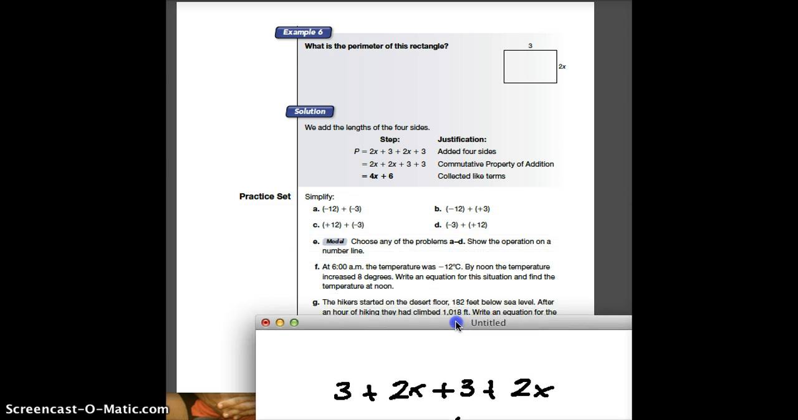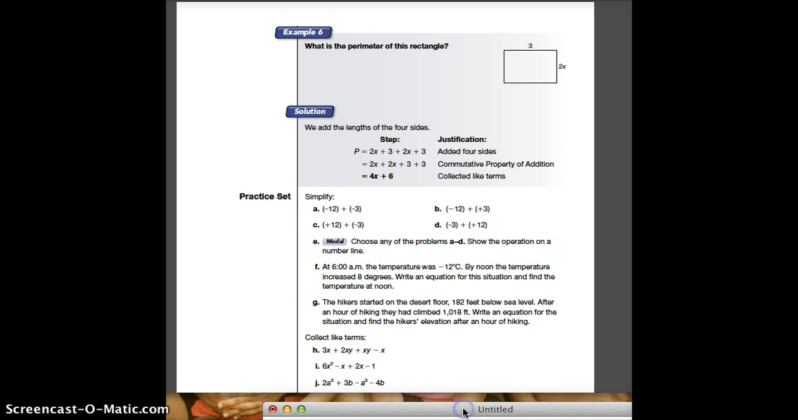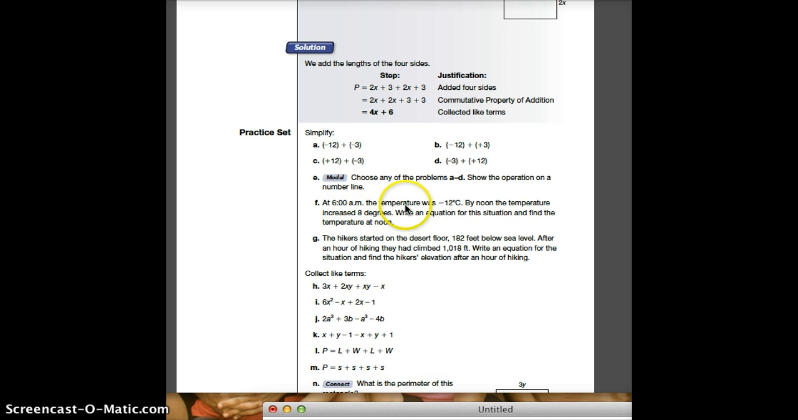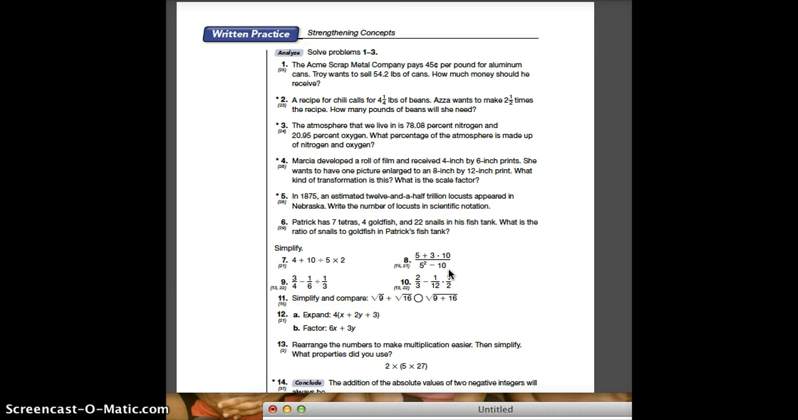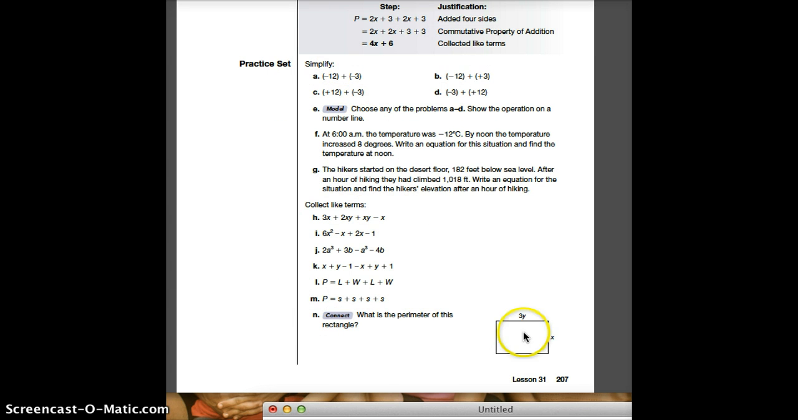All right, now you are to do the practice set. Practice set, you need to do A through N. A through N on page 207, lesson 31. I gave you made copies of the sheets. A through N, and it is just adding integers. Make sure you do it without a calculator. You can check with a calculator, but make sure you do it without a calculator. And the collect like terms. Okay, good luck.